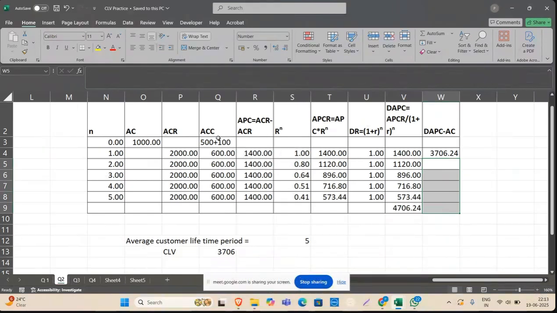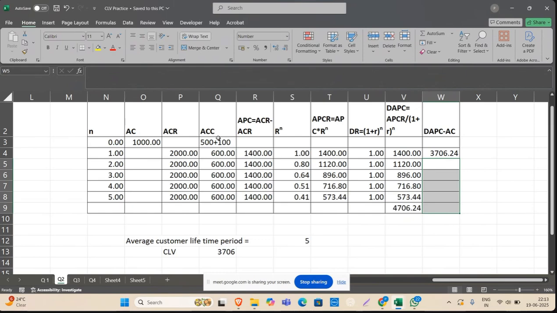And then average cost to acquire a new customer, they have mentioned this retention rate here, so you have to consider retention rate while calculating. So the acquisition cost is 1000, it will be written in the beginning. Okay, and then you have to calculate the APC. So ACR minus ACC, you will get the APC.